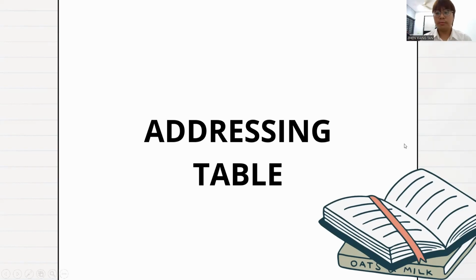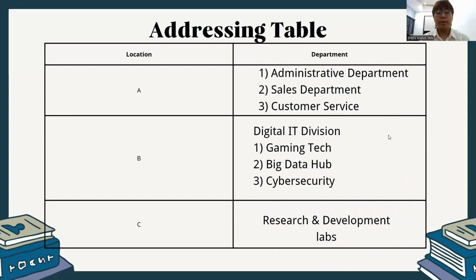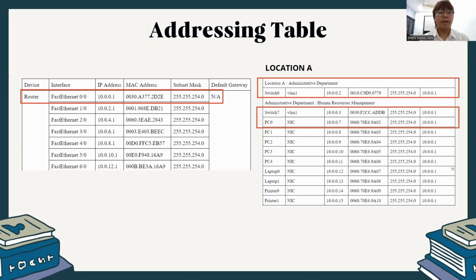Now we move on. Inside addressing table, we have 3 locations: location A, location B, and location C. Inside location A, we have sub-departments: administrative departments, sales departments, and customer service. Location B has digital IT divisions in gaming, tech, big data hub, and cybersecurity. Inside location C, we have the department in research and development labs. In addressing table, we can see that we have device and interface, IP address, MAC address, subnet mask, and default gateway.